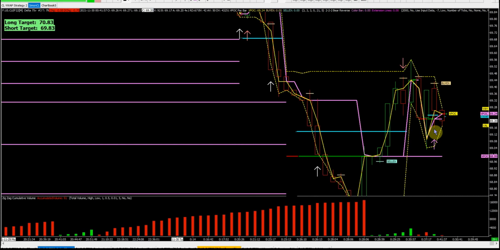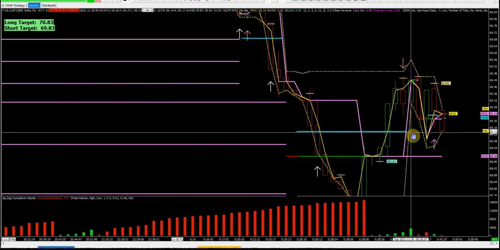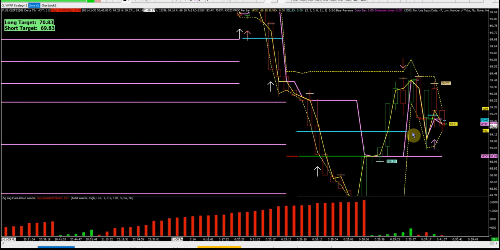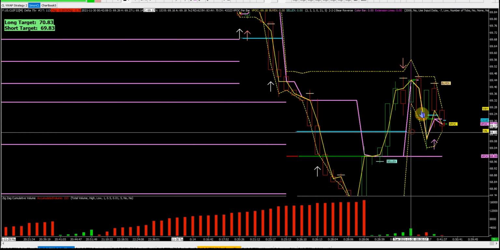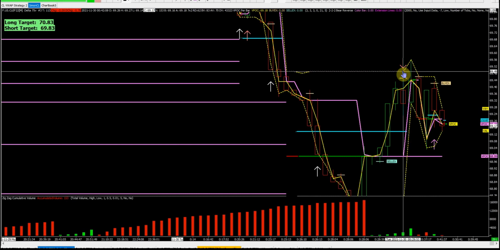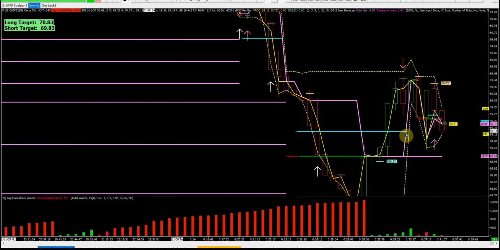You could take it out right here. You could either flip it for a long, or you could have taken it out there for money and gone to bed. Whatever you made, if you took that trade right there, 69.49 down to 69 was at 69.14, 69.15. That's a nice chunk of change.